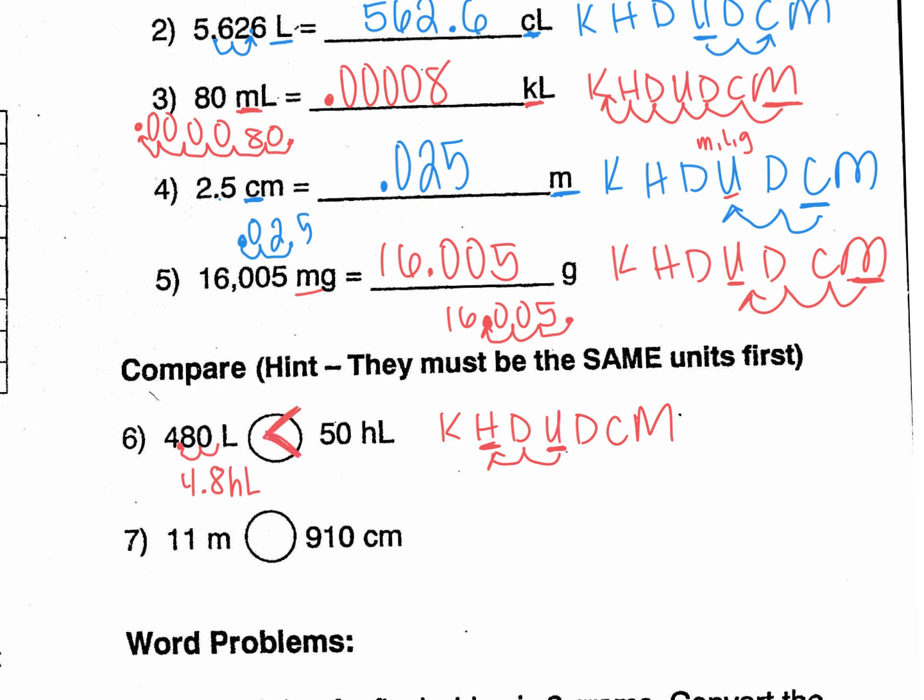is much bigger. Okay, if you want to try the next one, just hit pause and then play when you're ready to check. On this one, I'm going to change my meters to centimeters. King Henry doesn't usually drink chocolate milk. I'm going from a basic meter to a centimeter, so 2 places to the right. So 11, and then 1, 2, fill in zeros. So 1,100 centimeters is greater than 910 centimeters.